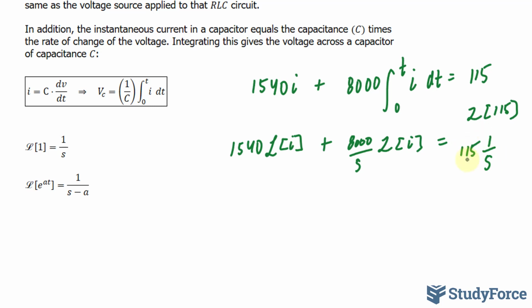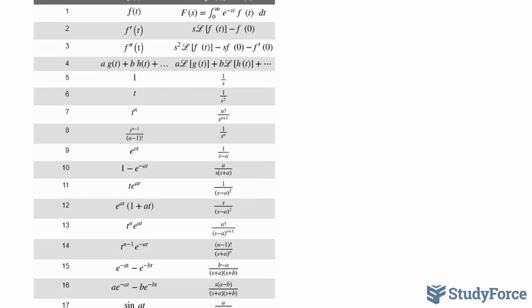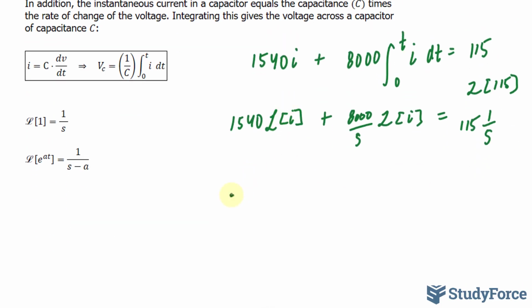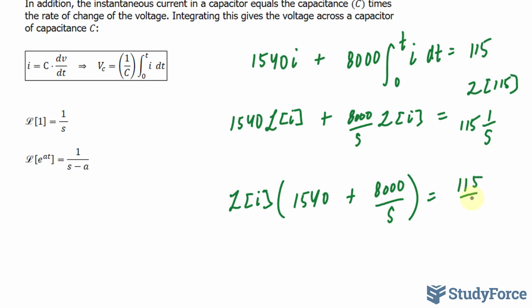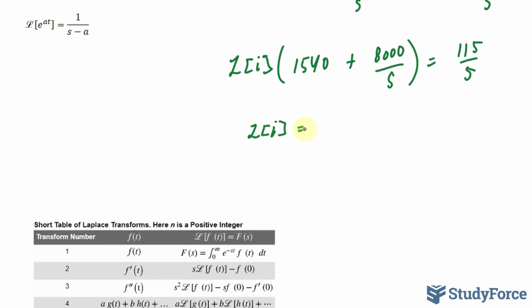Next, we will solve for the Laplace transform of I and rewrite our expression in the form of a table entry. And what I'm referring to about the table entry is one of these. So let's go ahead and do that. I'll solve for the Laplace transform of I. By factoring it out, we get 1,540 plus 8,000 over s is equal to 115 over s. Dividing both sides by this expression gives us the Laplace transform of I is equal to 115.